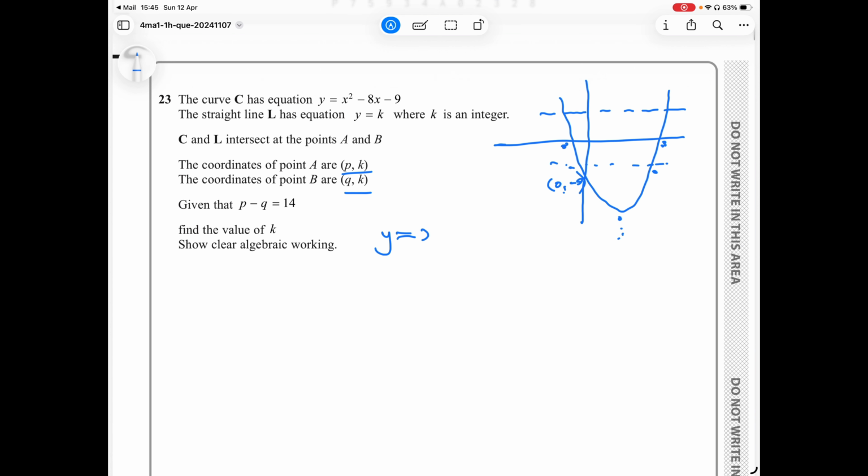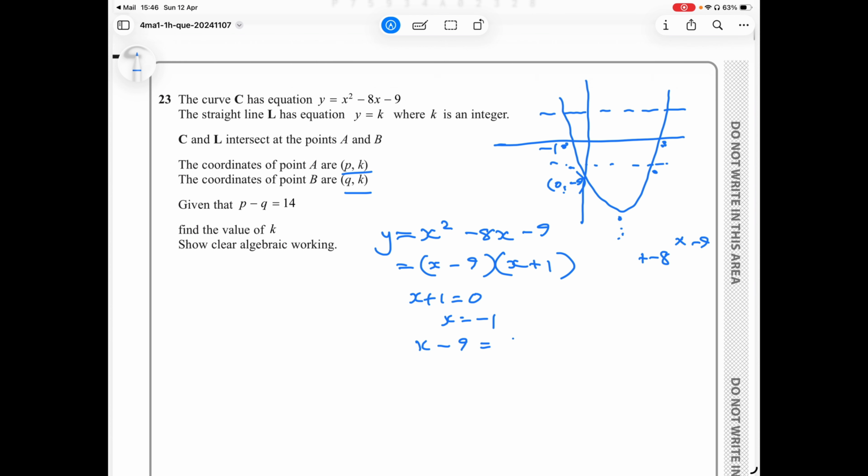So y equals x squared minus 8x minus 9. I think it's easily x minus 9, x plus 1, because we need it to multiply to minus 9 and add to minus 8. So that works, which means x plus 1 equals 0, so x equals minus 1, and x minus 9 equals 0, so x equals 9.